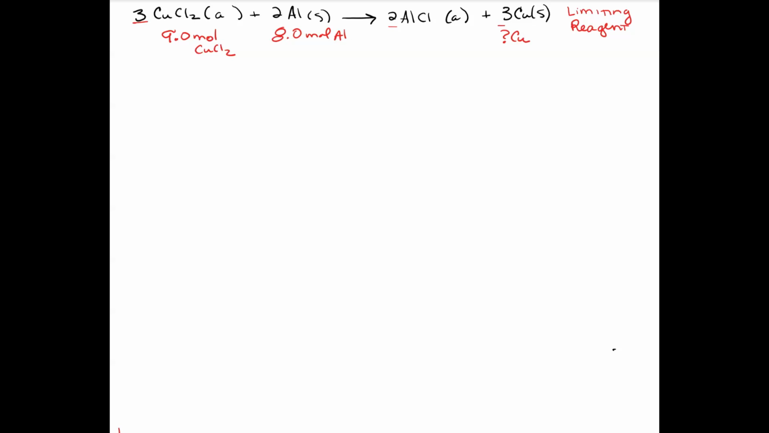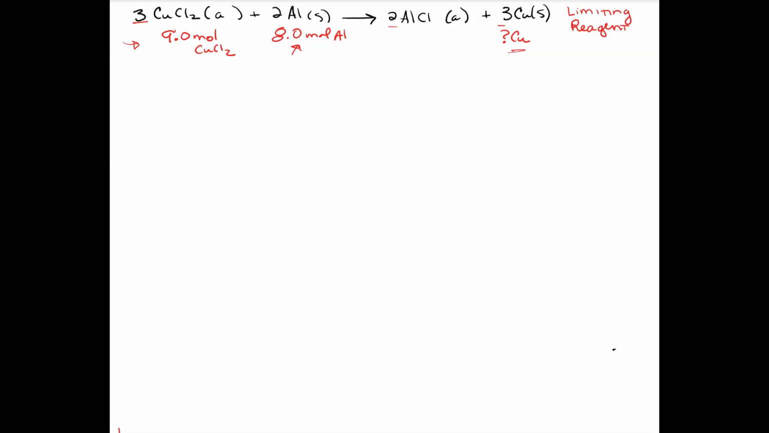Now let's think back to that example of making loaves of bread. I'm going to do a limiting reagent problem with a chemical reaction, and it's going to be kind of the same. Now my pantry is going to be what I have in terms of chemical reagents. I have 9.0 moles of copper 2 chloride, and I have 8.0 moles of aluminum. And my question is, how many moles of copper can I make from those two reagents?